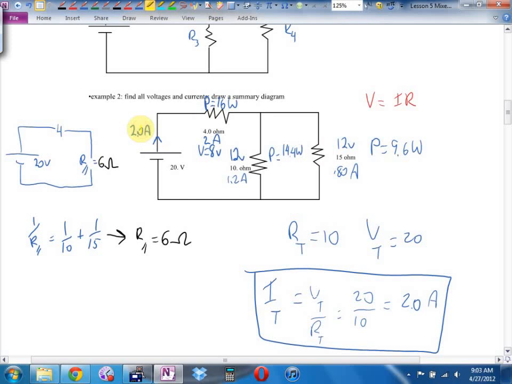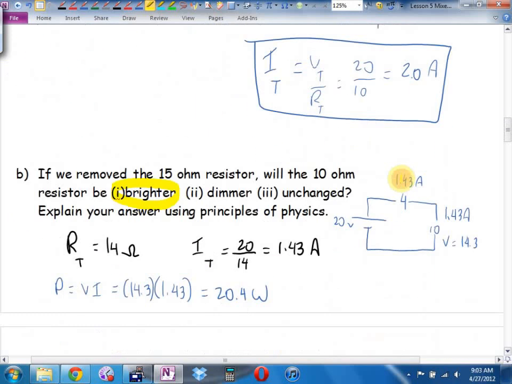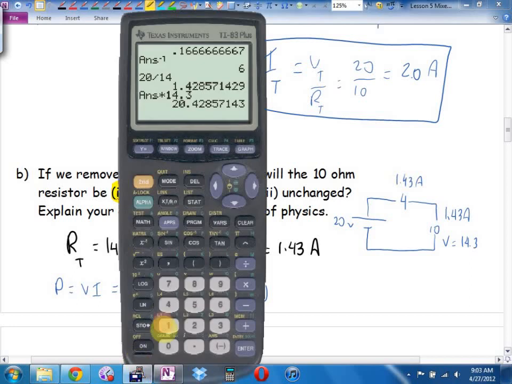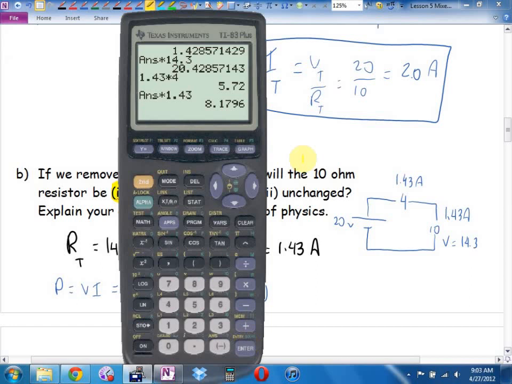Okay? Hey, what about this bulb here? Is it brighter or dimmer? Well, can you go 1.43 times 4 to get the voltage? There's the voltage, and now if I go V times I, how many watts is the top bulb now? 8.2. How many was it earlier? It's only half as bright.